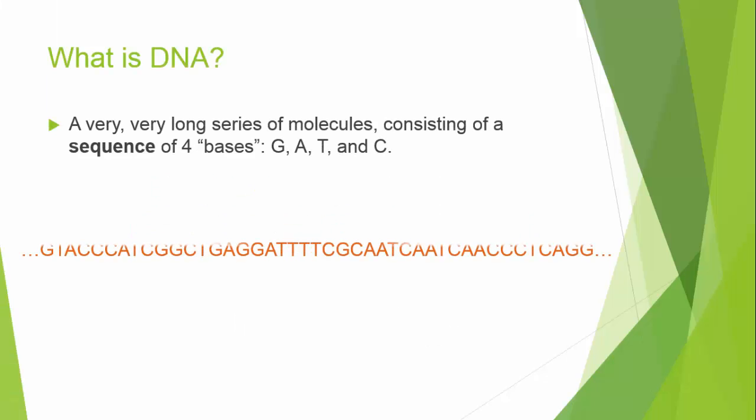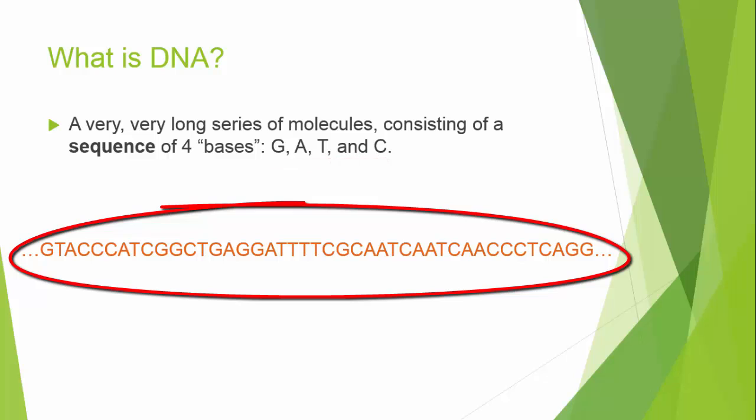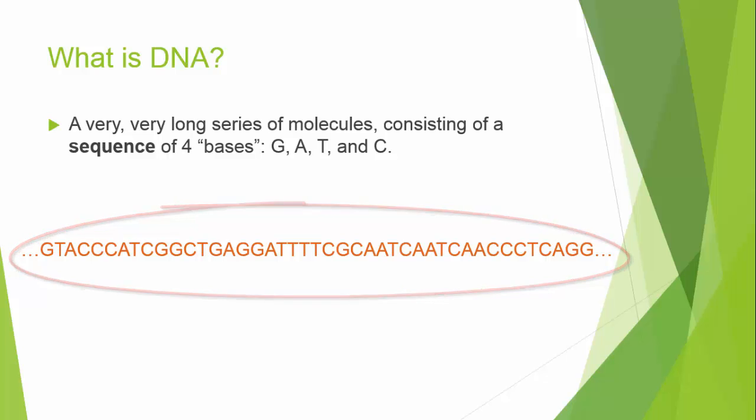Well, this is just a very long series of molecules consisting of a sequence of 4 bases. We call them by their abbreviations, G, A, T, and C. And if you look down here, this is just a linear molecule of DNA. It's actually a pretty short one, and you can see that it consists of these different G's, A's, T's, and C's in a certain order. That order may look random. Trust me, it's not random at all.